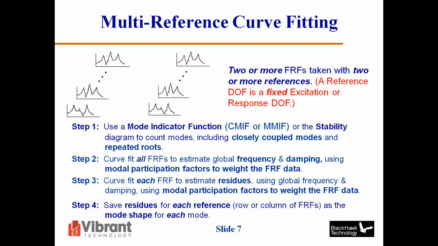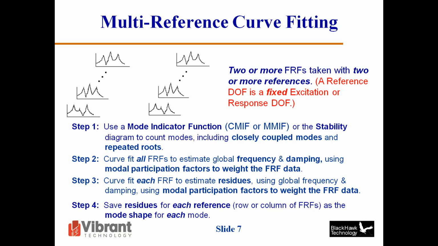So a reference DOF is the fixed excitation or response DOF. So if we got columns, we're talking about fixed excitation. If we got rows, we're talking about fixed response. Now, how do we go through MEscope to curve fit this data and get some modal parameters?